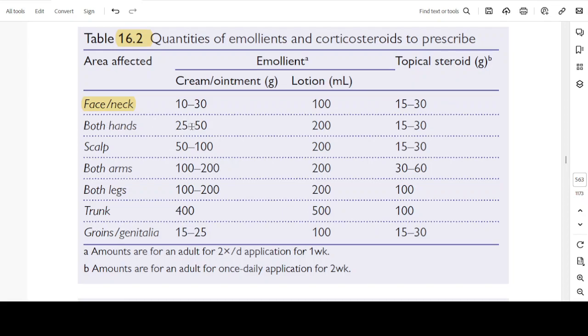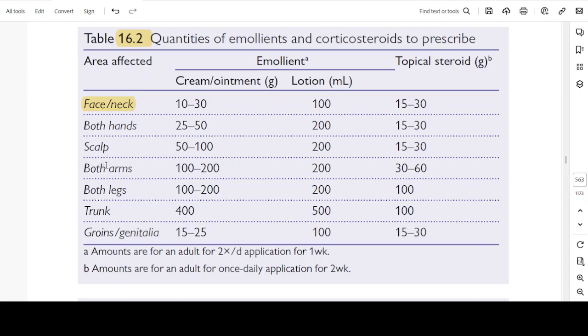Both hands: 25 to 50 grams of emollient and 15 to 30 grams of steroid. So for the face, for both the hands or for the scalp, individually you have to prescribe 15 to 30 grams of this steroid.